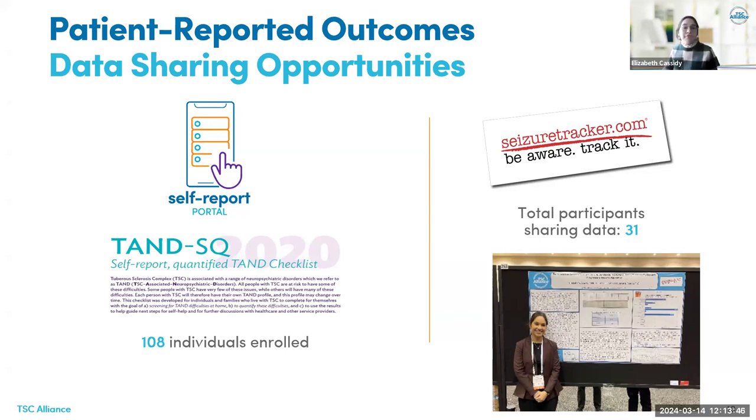As many of us that are involved in data curation and collection are probably familiar with, PROs really allow for us to gather that individual perspective and experience of what it's like living with TSC from that individual with a certain manifestation and what they experience in TAND or what they experience going to the clinic directly from them. And in the case of individuals with TSC who may be unable to report for themselves, PROs can also be answered directly in the self-report portal by a parent or caregiver, which we also call a caregiver reported outcome.